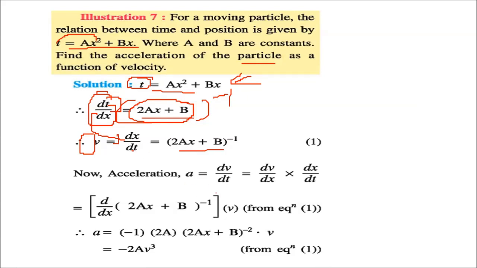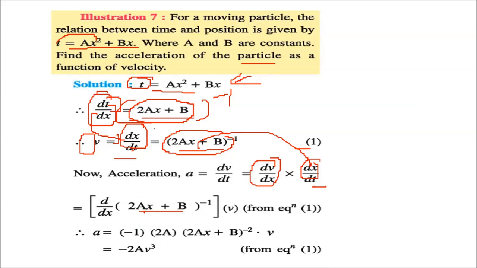Now, dv by dt can be written as what? dv by dx times dx by dt. dx by dt is with us. But how to find dv by dx? Because we have the equation for v, we just find d by dx of it, since this is already given. We put it in and find d by dx of this one. So again we will differentiate it. You get this value, minus 2av cube. So this is the acceleration in terms of velocity.